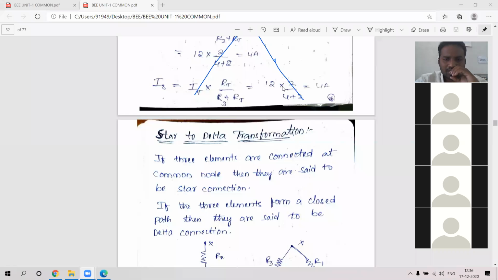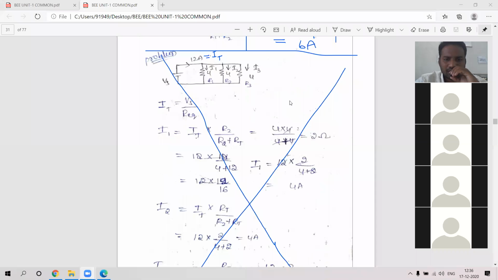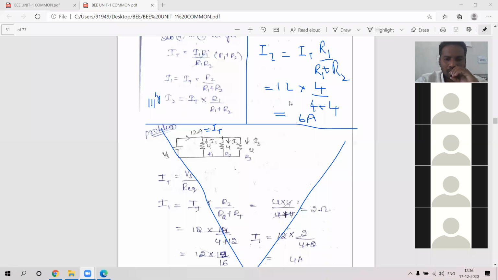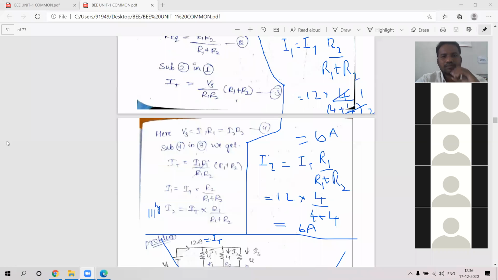Star delta we can discuss in the next class. You do series parallel combinations. All of you draw the diagrams. Draw neatly.